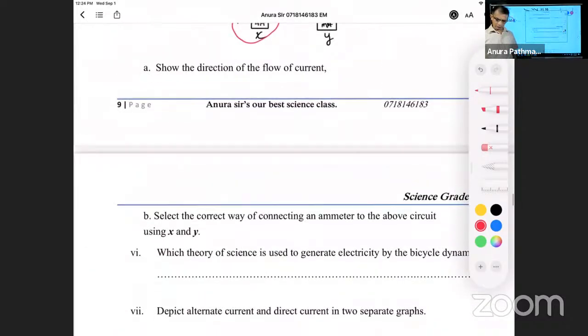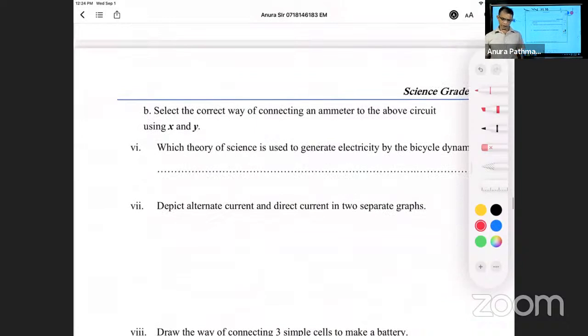Well, select the correct or right answer. Which theory of science is used to generate electricity by the bicycle dynamo? Electromagnetic induction. Sir, please scroll up.